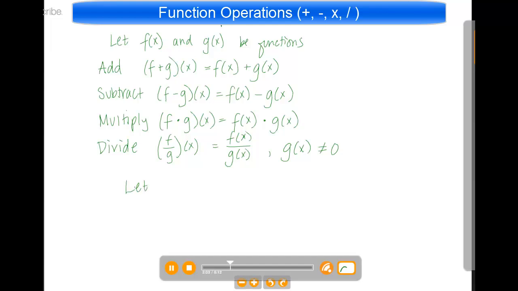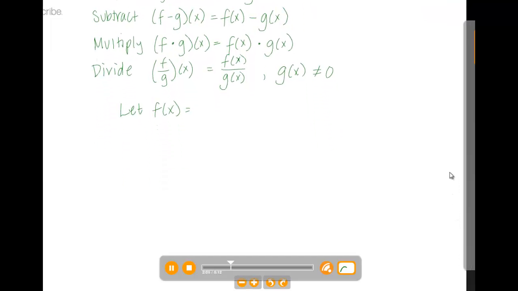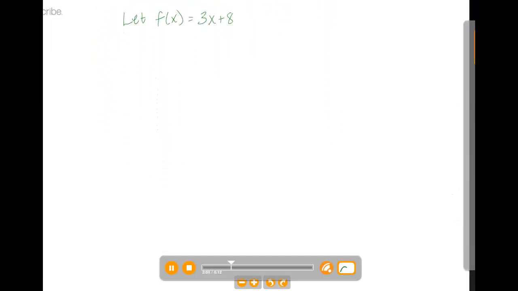Let's let f of x be 3x plus 8, starting off pretty basic. And let's let g of x be 2x minus 12. Let's see what these function operations would look like in practice. F plus g of x. Well, I know we're just taking f of x and adding it to g of x. We're essentially going to do that.